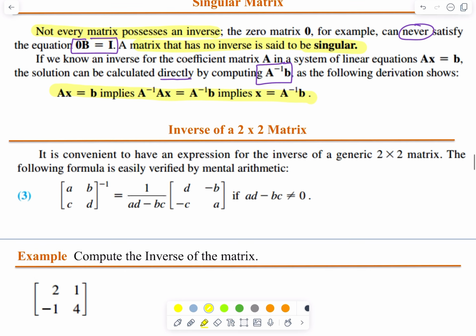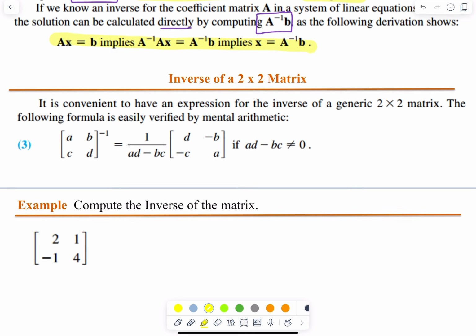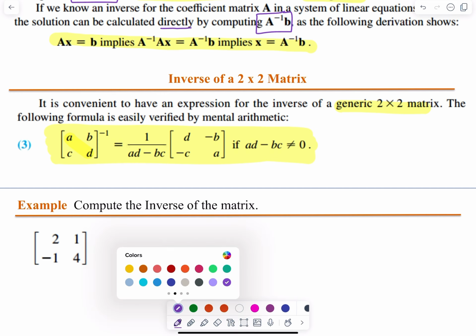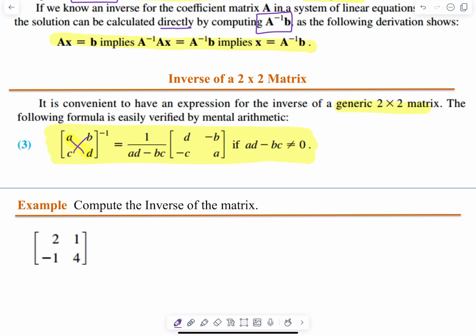Now, the inverse of a 2 by 2 matrix, it is pretty convenient to have an expression for the inverse of a generic 2 by 2 matrix. And this is very easily verified. You can just take a look at it and see, but it's pretty nice. So we have AD minus BC, and we put that in that denominator, and then we find the product of that with the entries shown here.